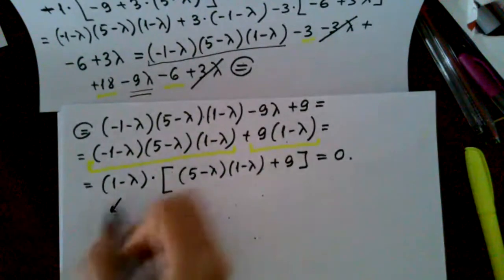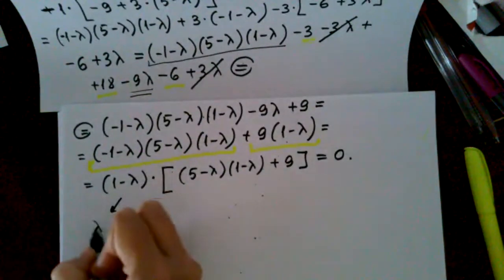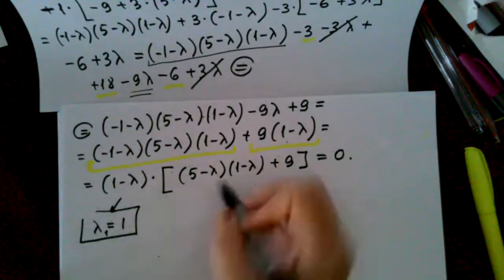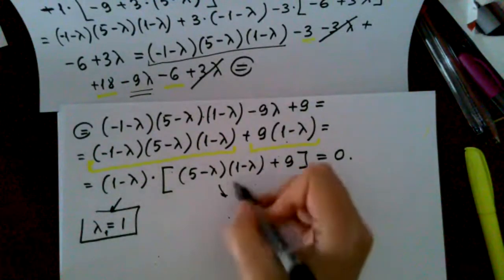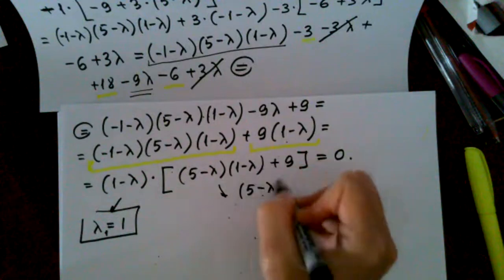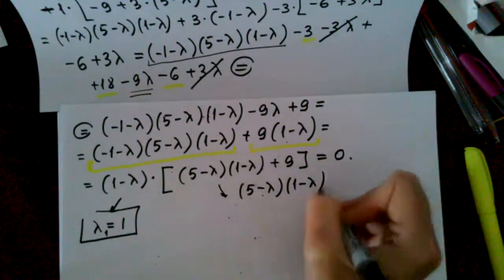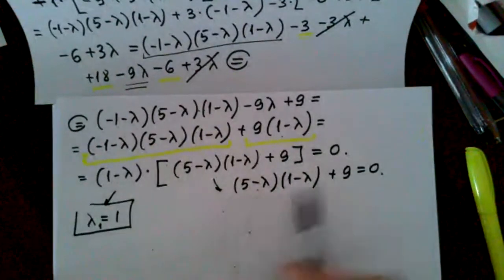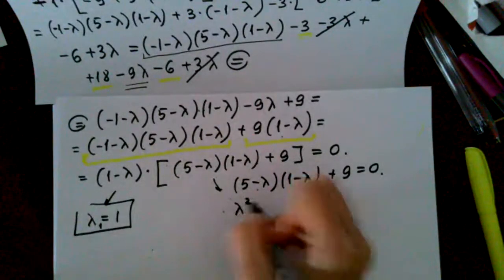It can be true only in two cases. If the first term is equal to 0, which means that lambda is equal to 1, lambda 1, and when the second term is equal to 0. So (5 minus lambda)(1 minus lambda) plus 9 is equal to 0. Okay, so what next? Of course, we need to do multiplication here.